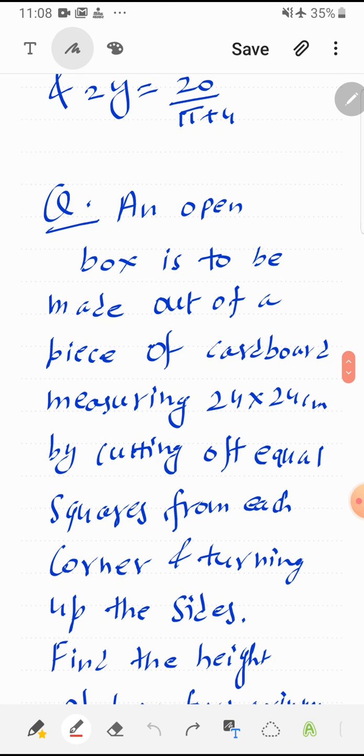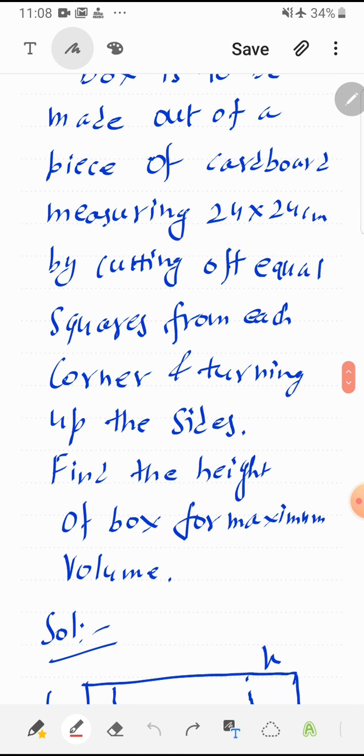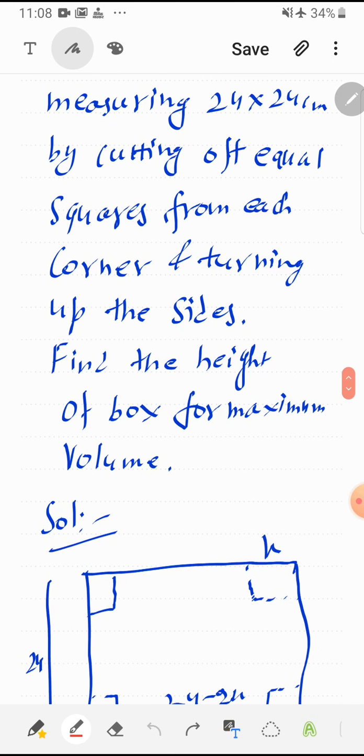An open box is to be made out of a piece of cardboard measuring 24 by 24 centimeter by cutting off squares from each corner and turning up the sides. Find the height of the box for maximum volume.